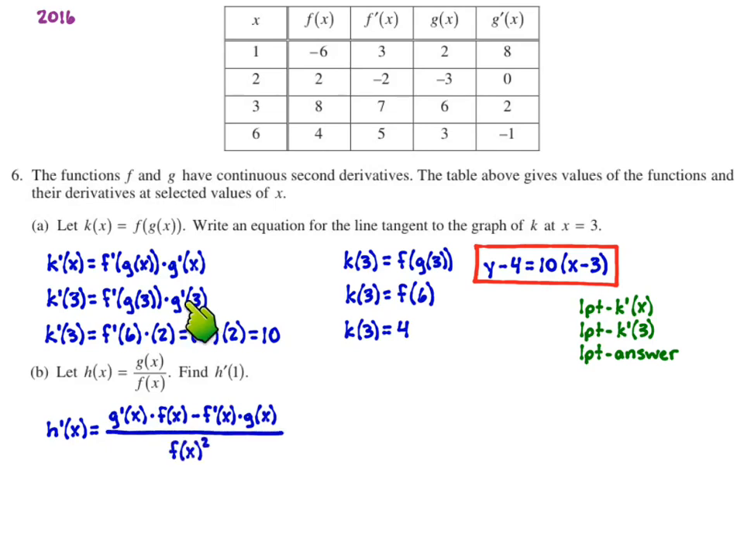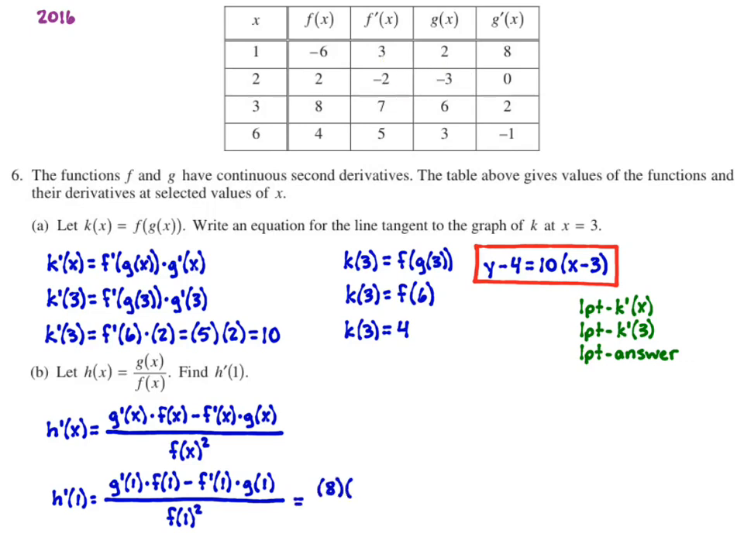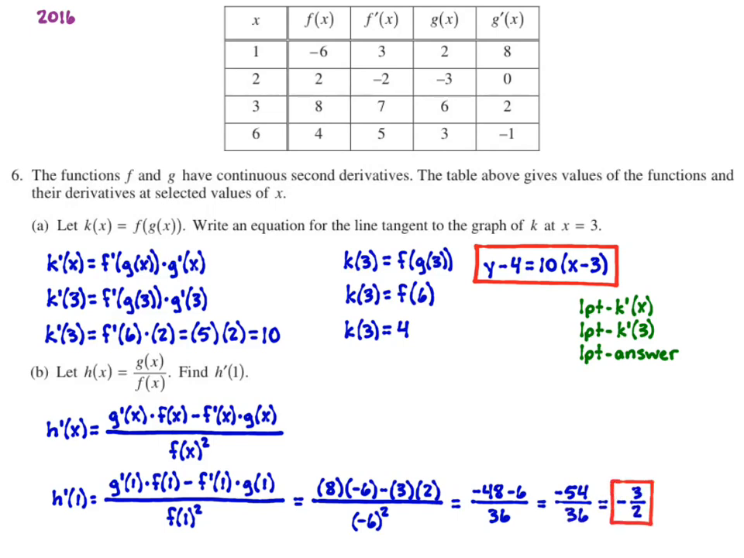Because we want to know h prime of 1, we're going to plug 1 into our x values. Then we're going to use our chart again to figure out all those values. g prime of 1 is 8, f of 1 is 6, f prime of 1 is 3, and g of 1 is 2. So we can plug in all those values there and simplify, so we end up with negative 48 minus 6 over 36, which simplifies to negative 54 over 36, or negative 3 over 2.